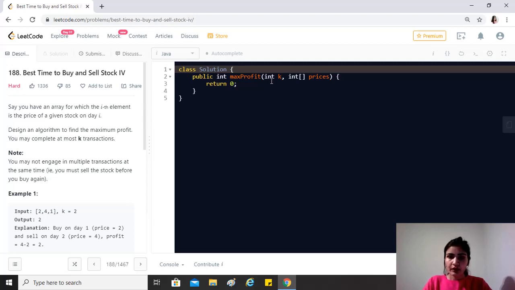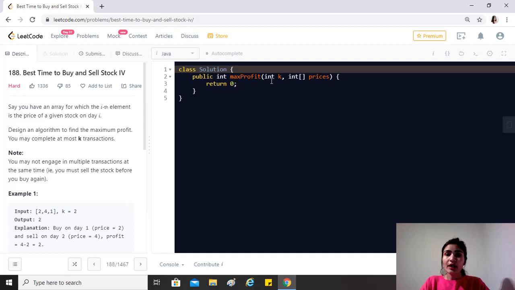So if I have prices of length 10, okay, and my k is more than or equal to 10 by 2, right? In that case, it is as good as me being able to make any number of transactions, right? Because if I have 10 days, the maximum number of transactions that I can make is 5, right? I have to buy and sell and buy and sell and buy and sell. So what we'll do is that we'll check for that first.